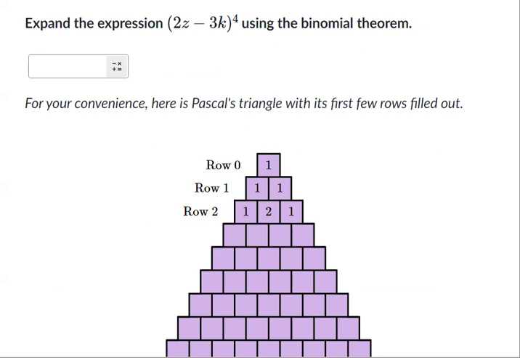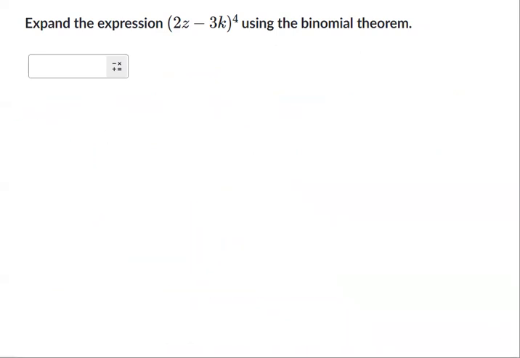Okay, so I need a bit more space. If I want to use the binomial theorem, it is kind of straightforward, but here's what we are going to start with. We start with 4 choose 0, and that will be my coefficient, times my first term, 2z to the 4th power. And then I don't need the -3k to the 0th.